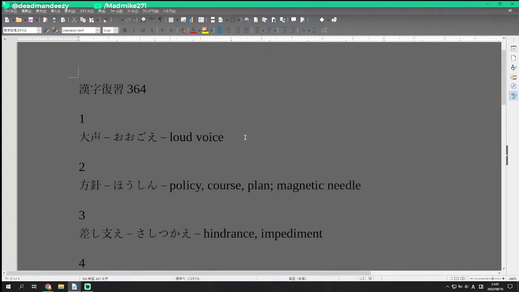Our first word of the day is ogoe. O on the left side is big, and koe on the right side transformed to goe to kind of ease that transition from o into koe. O koe sounds a little harder to say than o goe since you're already kind of sounding out that o is a large voice. Ogoe is a large voice.